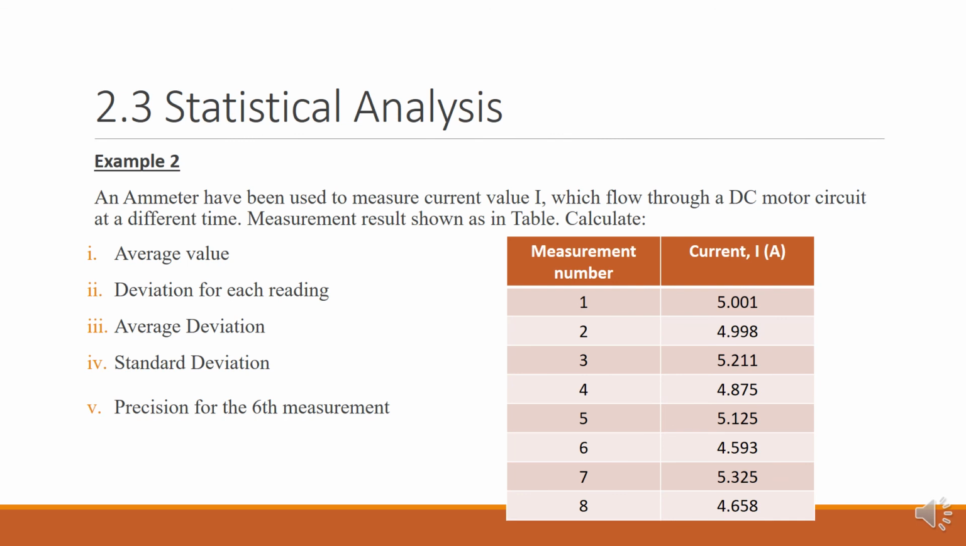Okay, and then let us do some example of variance. Variance is statistical analysis, and variance is the square of the standard deviation. For example, an emitter power has been used to measure current I, which flows through a DC motor circuit at different times. The measurement result is shown in the table. You calculate the average value for these sets of data, then calculate the deviation for each reading, and then square the deviation. Then calculate the average of the deviations, and then calculate the standard deviation.